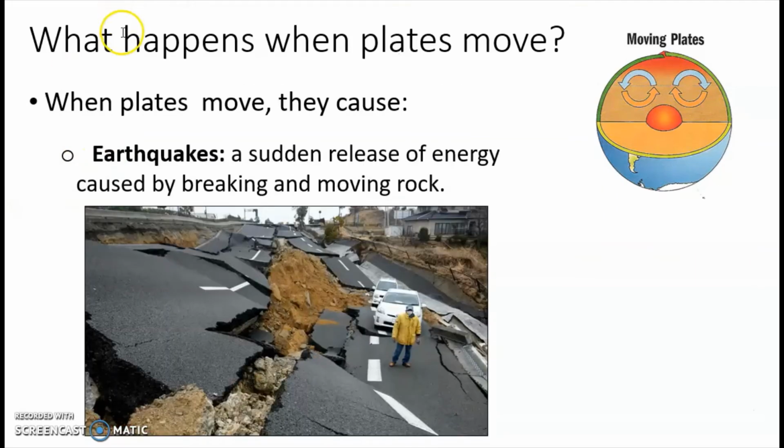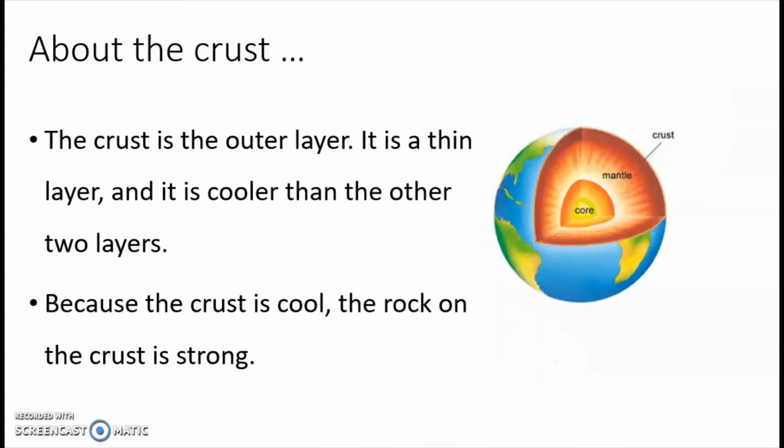What's the other thing? When plates move, they cause earthquakes. So they cause volcanoes and earthquakes. Earthquakes are a sudden release of energy caused by breaking and moving rock. So look at this. When the plates move, the rock breaks and moves. Look at this. That used to be one road. Look at it now. Oh my goodness. Crazy stuff, right? So let's go over this real quick one last time.